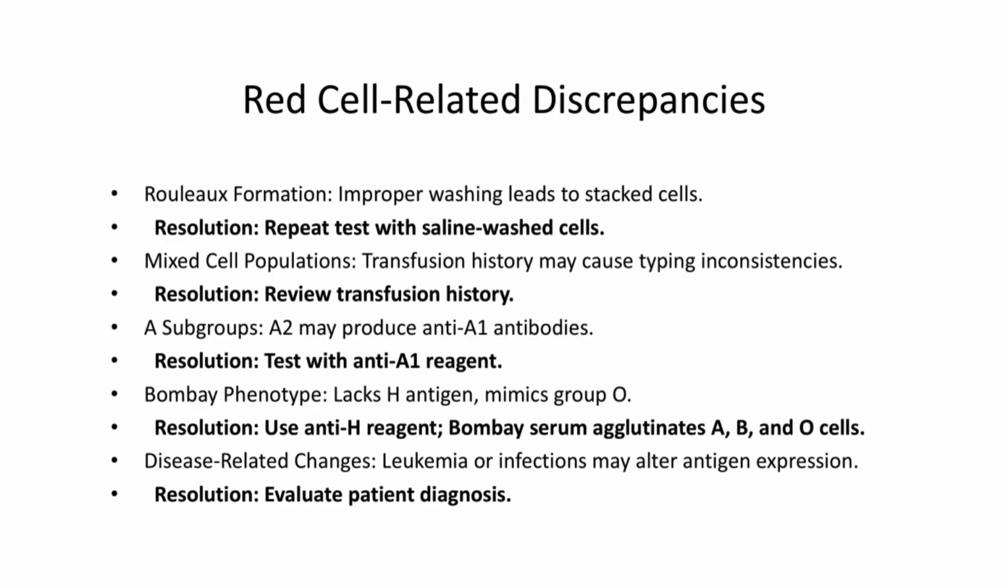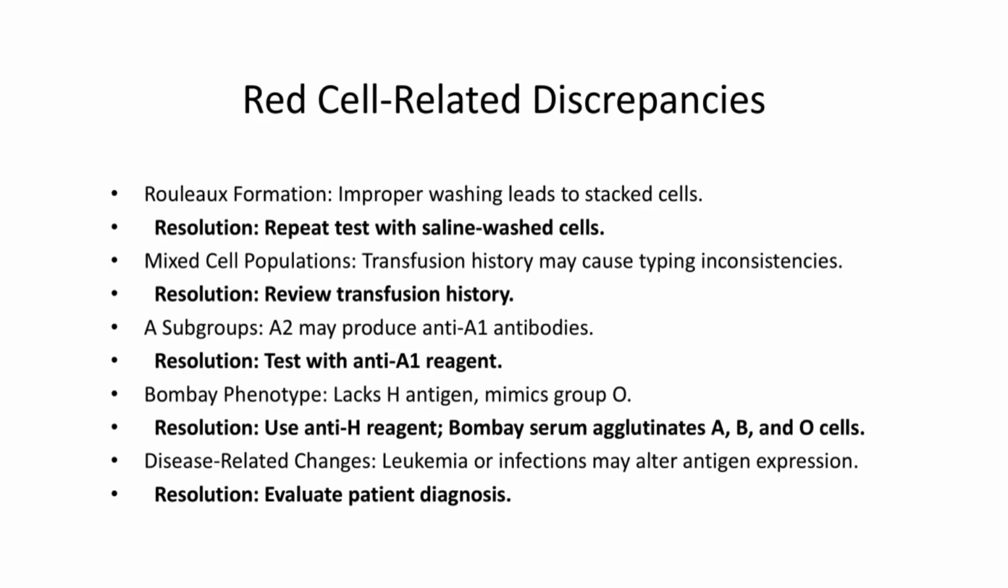Third, subgroups of blood type A. Individuals with the A2 subgroup may or may not produce anti-A1 antibodies, leading to unexpected reactions. Resolution: perform testing with anti-A1 reagent to identify and confirm subgroup status.